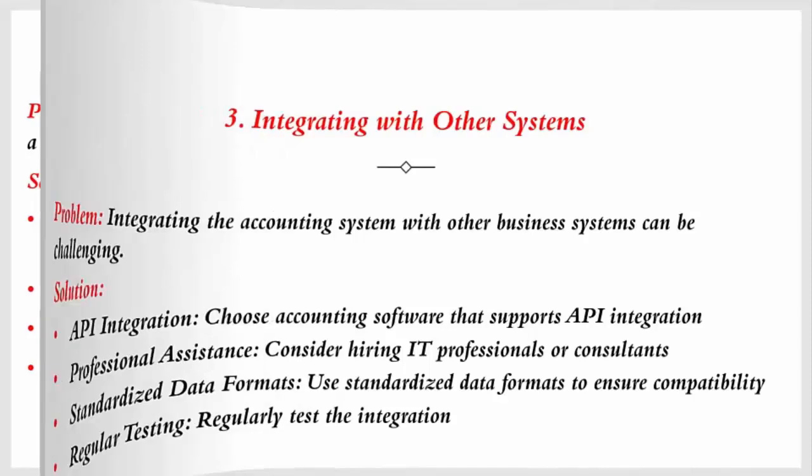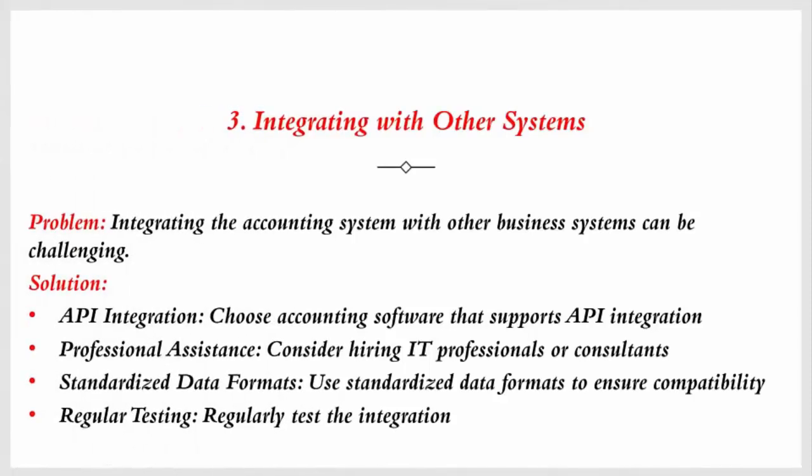3. Integrating with other systems. Problem: integrating the accounting system with other business systems can be challenging. Solution: API integration. Choose accounting software that supports API integration, which allows different systems to communicate with each other. Professional assistance. Consider hiring IT professionals or consultants to assist with integration.